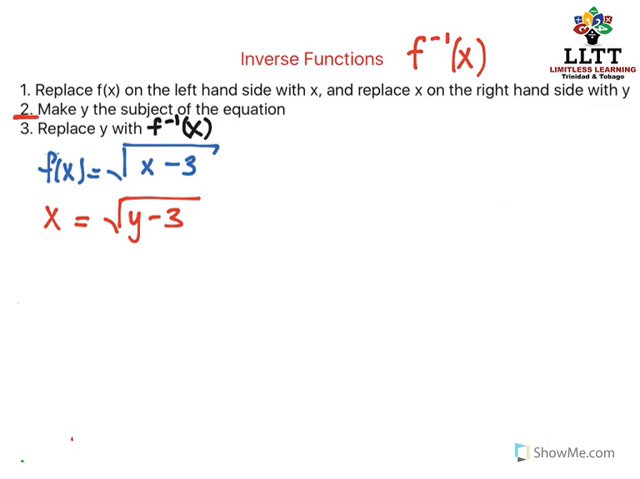Now currently when I look at my question, y is underneath that square root sign. So the easiest way to be able to access y will be to get rid of that square root sign. And the only way that we can get rid of a square root sign is by squaring both sides. So my left hand side becomes x squared, and my right hand side becomes the square root of y minus 3, squared. Right? When you square a square root, it removes the square root. So you get x squared is equal to y minus 3.